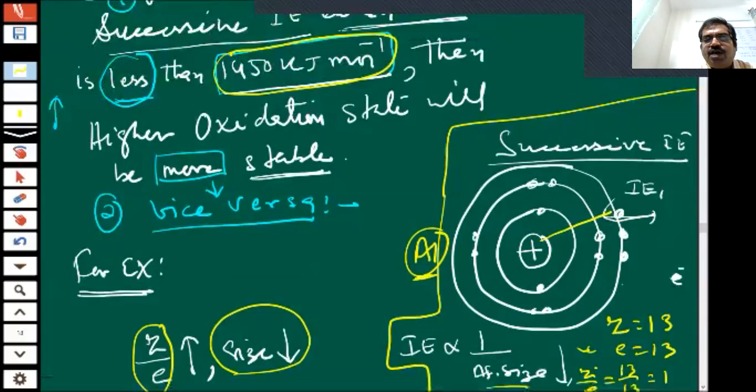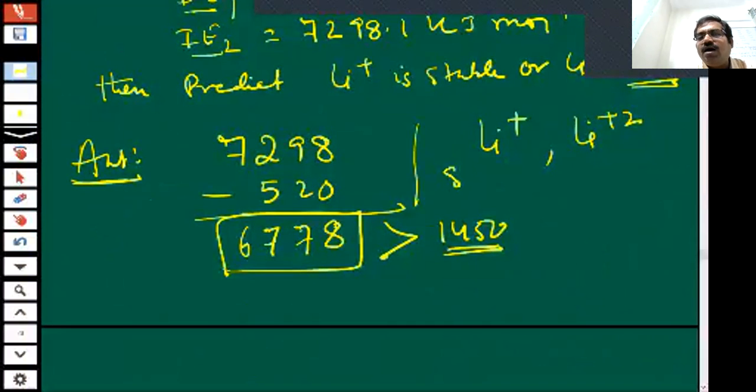Is this difference greater than 1450? Yes, sir. Okay, then what did I tell? If the difference is more than 1450, it's stable, otherwise it will be less stable. Now after seeing the answer, if Li plus is there and Li plus 2 is there, you have to tell which is stable. Li plus. This is stable and this is unstable.